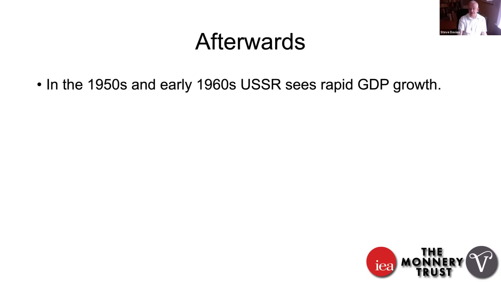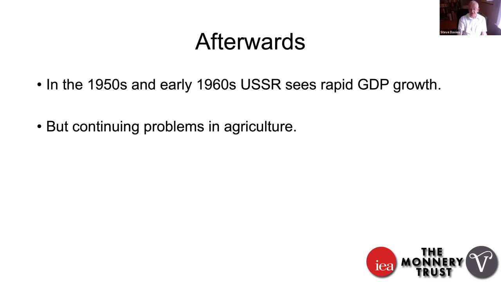Now, what happens afterwards? Well, in the 1950s and early 1960s, the USSR's GDP is actually growing very rapidly. In fact, in some years in the 1950s, it actually grows more rapidly than the United States. But what this actually shows you is how misleading GDP figures can be. There's continuing problems in agriculture. The Soviet agricultural sector never recovered from the catastrophe of forced collectivization. And there are chronic problems of food shortages, difficulties in supplying the needs of the urban population. There are major riots, for example, in Novocherkassk in 1961, suppressed, of course, by the party. There's also a chronic failure to produce consumer goods.